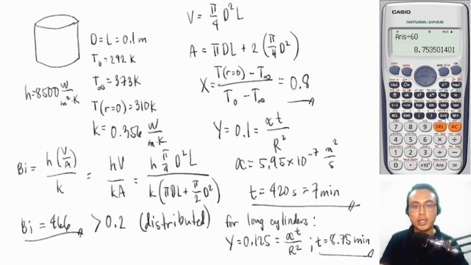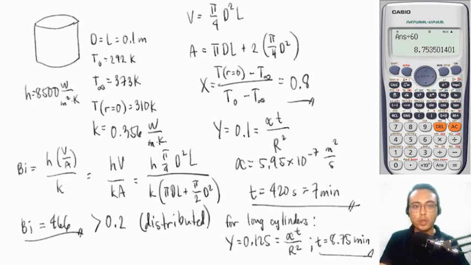The reason for that is, for the short cylinder, you have the lateral surface area plus the top and bottom areas for heat transfer, while for the long cylinder, most of the heat transfer occurs on the lateral surface area only. That's why it takes longer to raise its center temperature. That's how we use Gurney-Lurie charts for distributed systems.